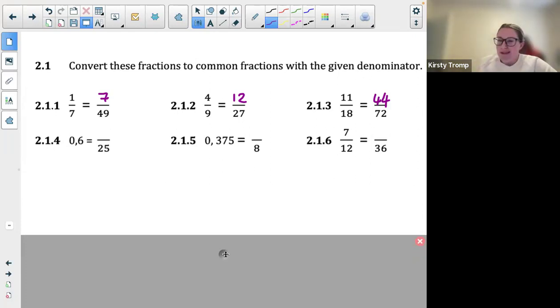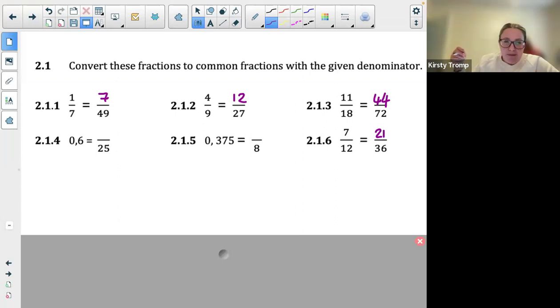Well, 2.1.6, that one's quite easy. We've done that one before. 36 divided by 12 gives me 3. So 7 times 3 is going to give me 21. That one's nice and easy, okay? We're fine.